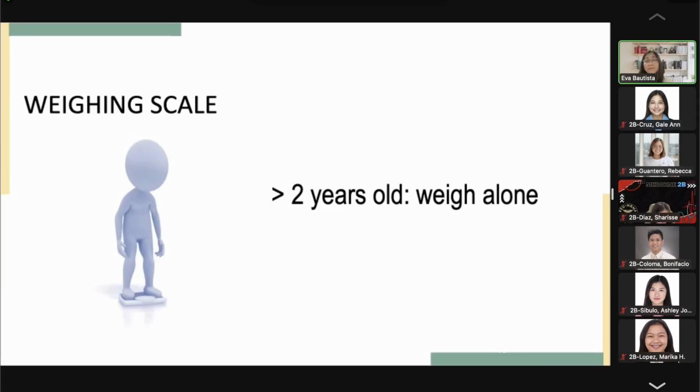For children more than 2 years of age, ideally they should be weighed alone. They should stand at the middle of the scale. But of course, there are some cases wherein we cannot weigh children older than 2, some with special needs, or even those who are uncooperative. It may be difficult.